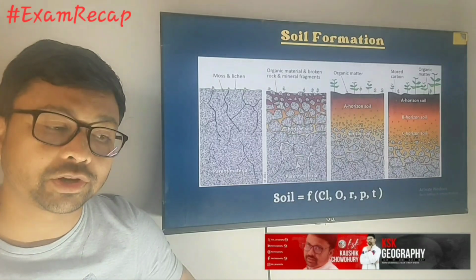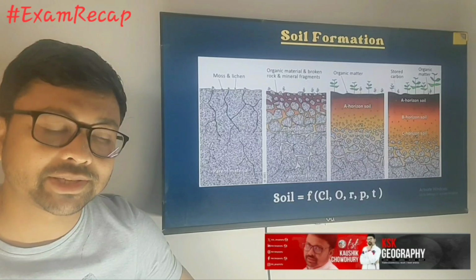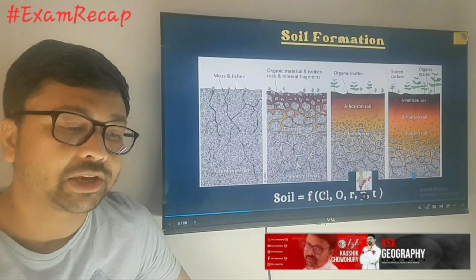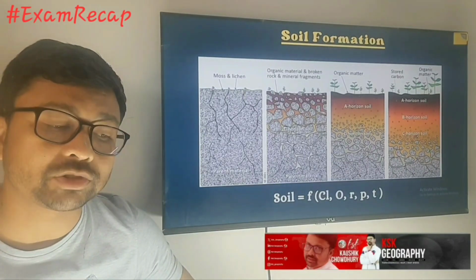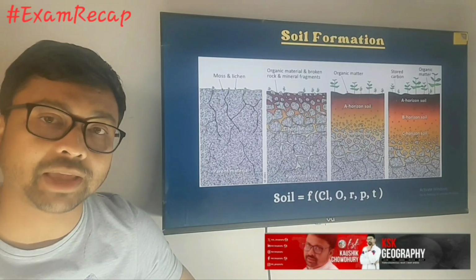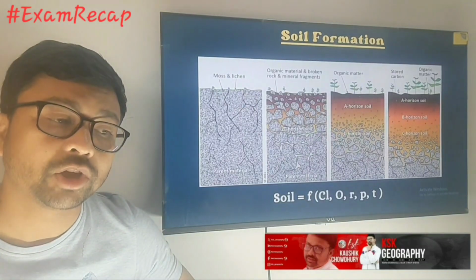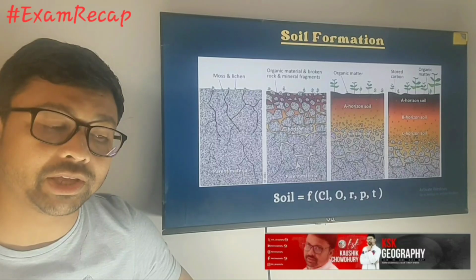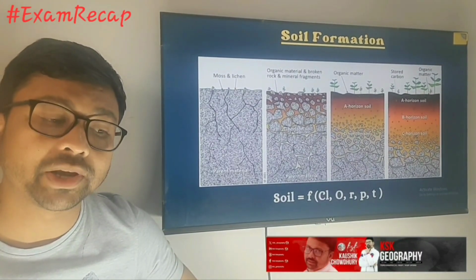Next, soil formation. Remember the soil formation factors using a simple equation. As you can see here, I have written soil is equal to FCLORPT. F means the factor, Cl means the climate, O means organic materials, R means relief, P means parent rocks and T means time. Those are the important elements that affect soil formation. Remember, climate affects soil in the form of weathering. Organic materials make the soil complete.